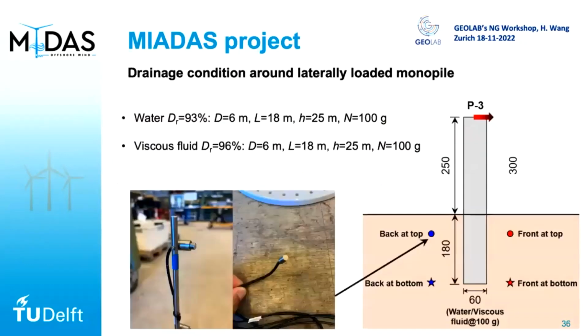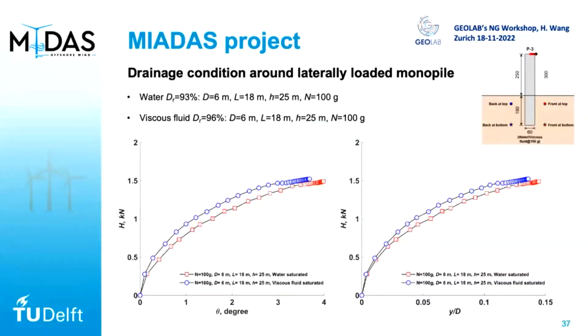Another thing related to offshore wind is the drainage condition. Offshore is always saturated, so what will the drainage condition be? We also performed tests in viscous-fluid-saturated and water-saturated soil, because if you use viscous fluid, the drainage is much slower, and we can get closer to the field. We also put pore pressure sensors at different depths and different distances from the pile. First, we did an almost drained test in both the water- and viscous-fluid-saturated soil.